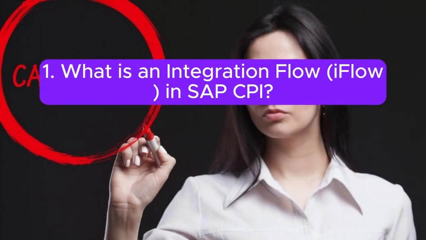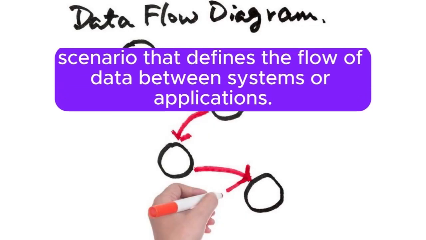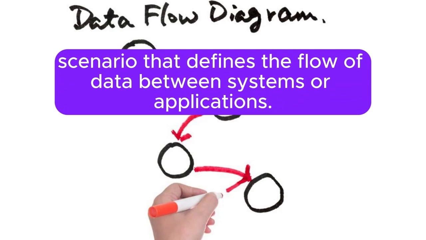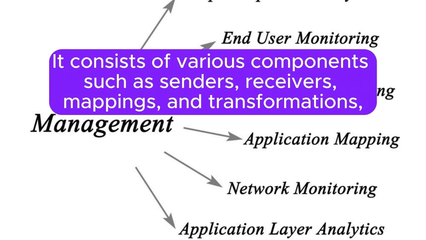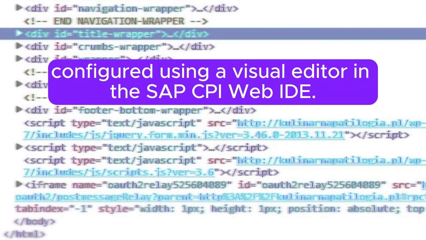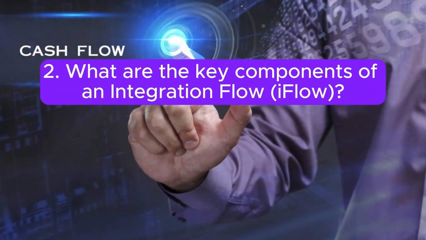1. What is an integration flow iFlow in SAP CPI? Answer. An integration flow iFlow in SAP CPI is a graphical representation of an integration scenario that defines the flow of data between systems or applications. It consists of various components such as senders, receivers, mappings, and transformations, configured using a visual editor in the SAP CPI website.